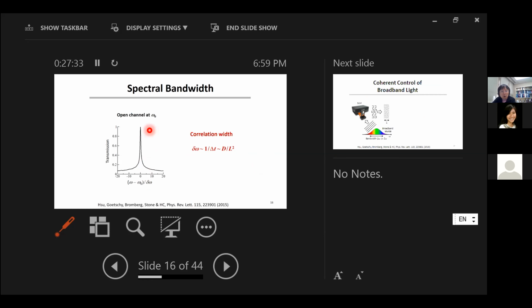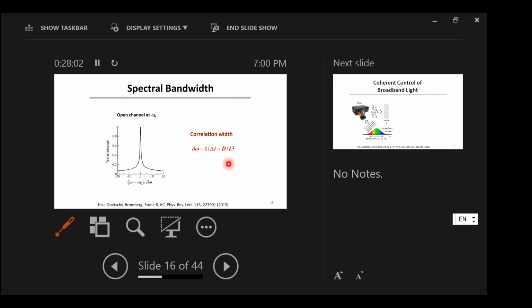Then the transmission will go down, because this wavefront is no longer the wavefront for the high transmission channel at a different frequency. So therefore, there's a narrow band. And this bandwidth is determined by being inversely proportional to the dwell time of light in this diffusive medium. And that is determined by the diffusion coefficient and the thickness of the sample.